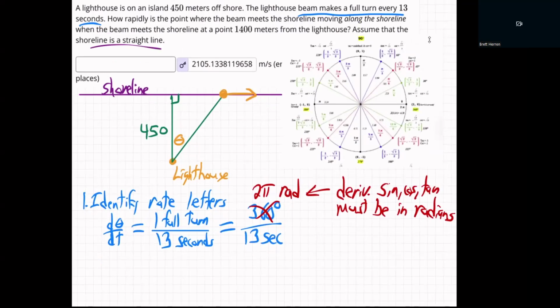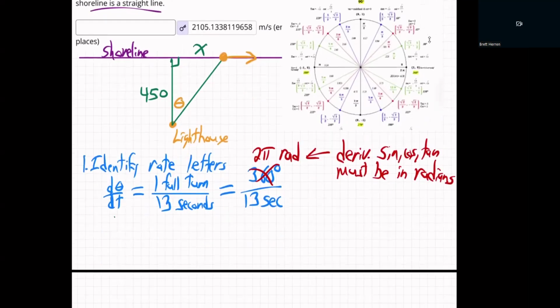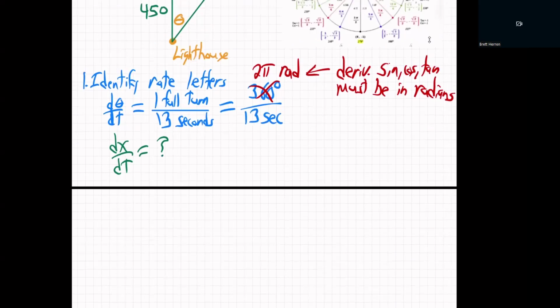What other rate do they mention? Well, it actually asks for another rate. It says right here, how rapidly is the point where the beam meets the shoreline moving along the shoreline? So let's call this x. They're wondering how fast that spot where the light beam hits the shoreline is moving along the shoreline. In other words, they want to know what is dx dt. How fast does x change over time? X being the distance from straight to wherever the light beam is right now. How fast is that changing?